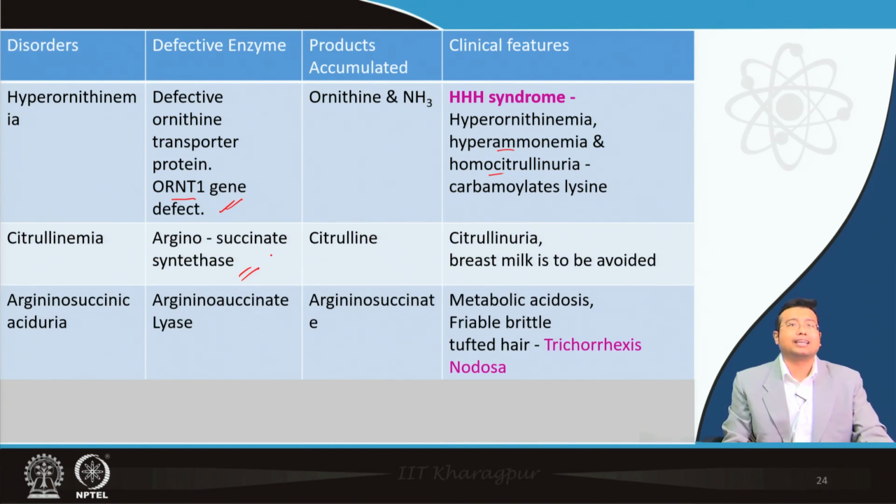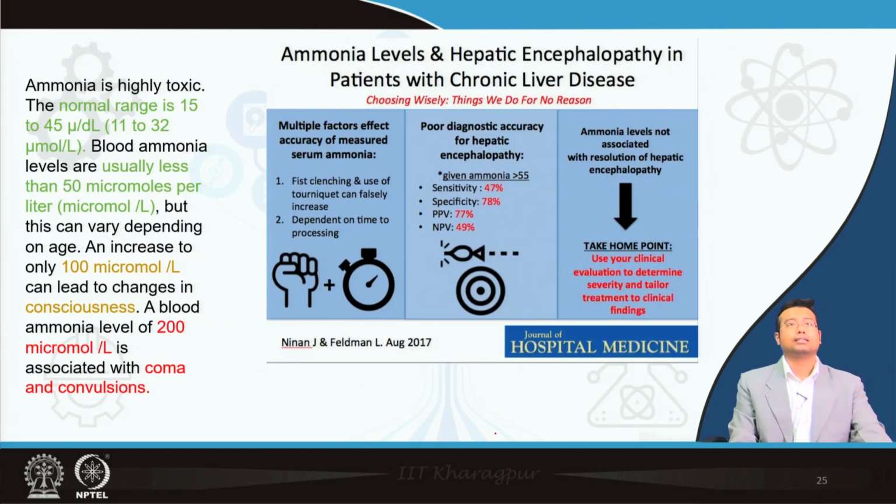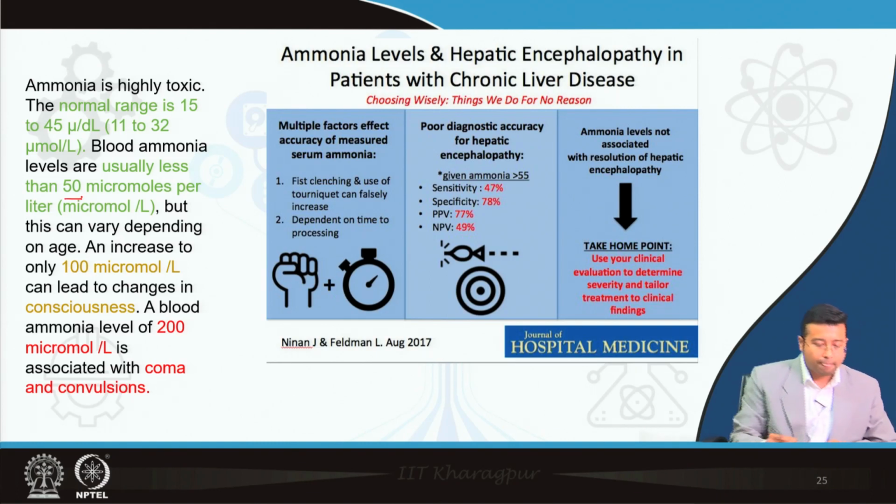Next, arginosuccinic aciduria, when it happens in case of arginosuccinate lyase deficiency. So, if this is deficient, this will not be acted upon, there will be more and more accumulation of arginosuccinic acid. The clinical feature, trichorrhexis nodosa, I have already shown the photo. And lastly, the most mild, arginase deficiency, here arginemia happens because there is more and more accumulation of arginine inside CSF.